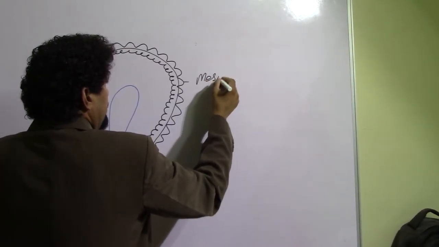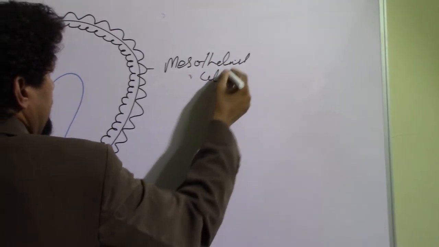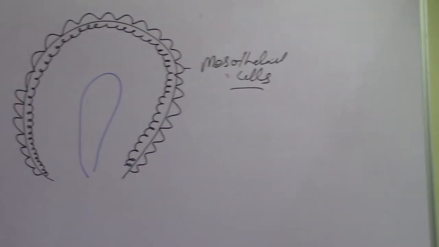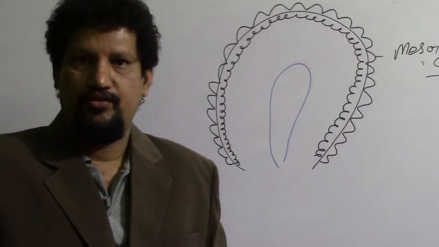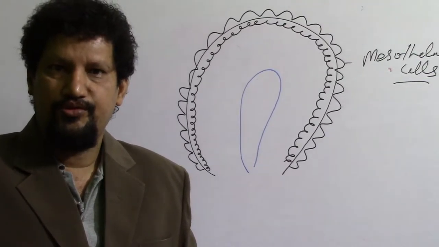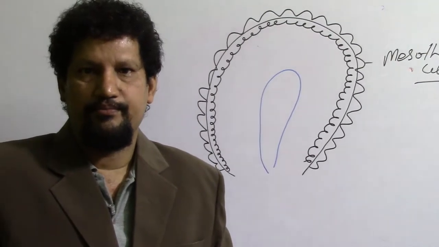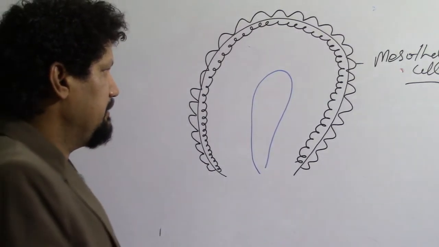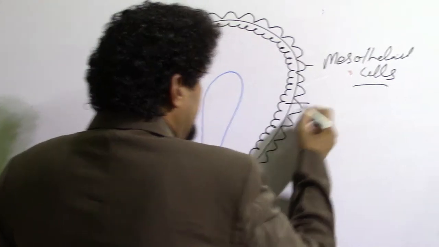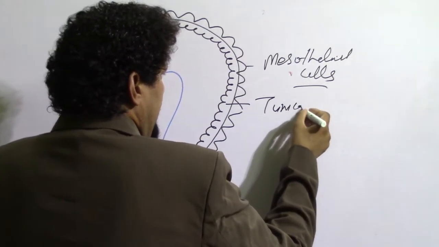These are mesothelial cells. Previously, it was believed that these cells are predecessors of the germ cells, but now it has been proved that the germ cells are not migrated from these mesothelial cells. This whitish part is known as tunica albuginea.